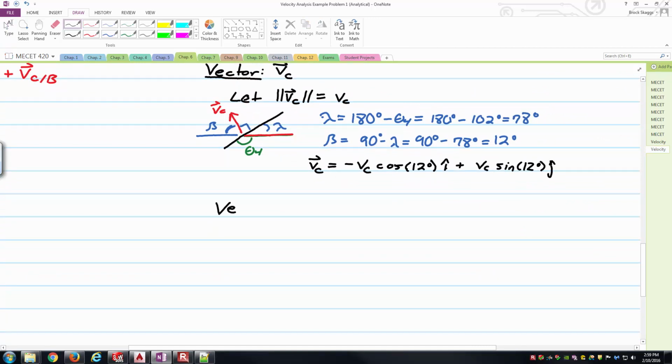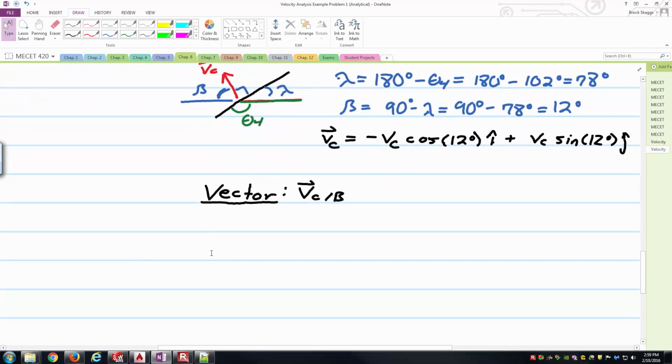And so I have another vector here. This is the velocity of c relative to b. Again, I don't know the magnitude for this one, and so we'll just let it be represented by a variable. And so we'll say let the magnitude of this vector equal the velocity of c relative to b without the hat this time.